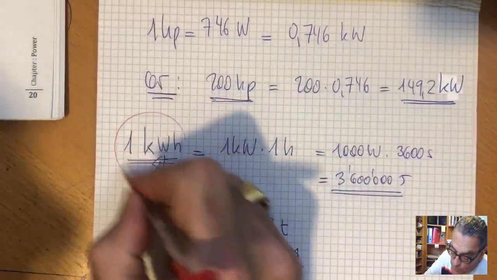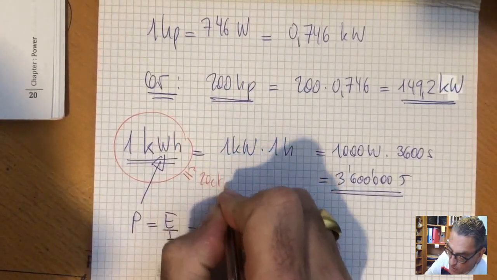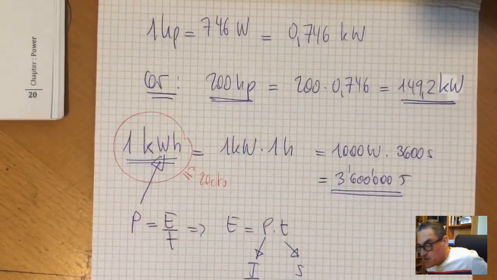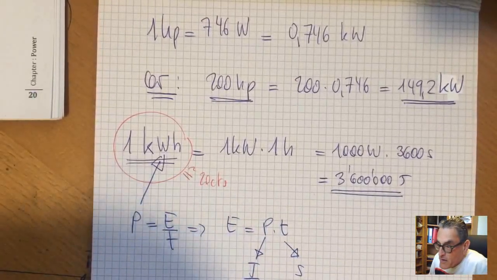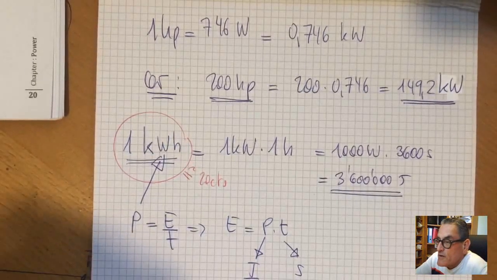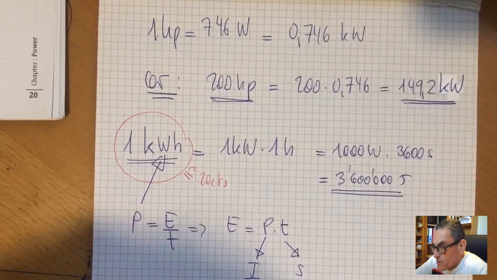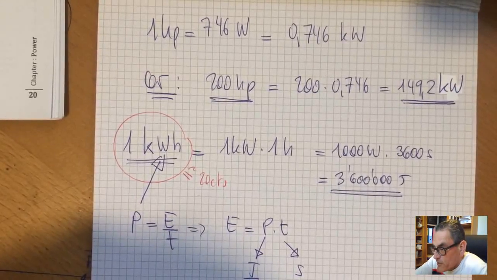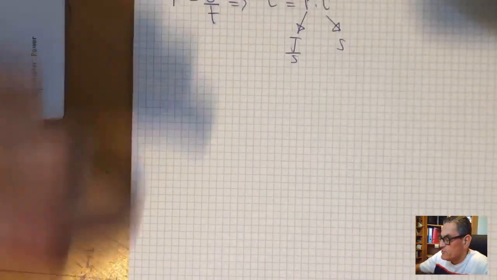Okay? And this is what you get on your electricity bills. Well, not you, your parents. Okay? 1 kilowatt hour costs something like 20 cents. So when you use energy with an electrical device, you can compute how many kilowatt hours it uses, and you can compute the price. Okay? Let's do an example. Let's do an example.